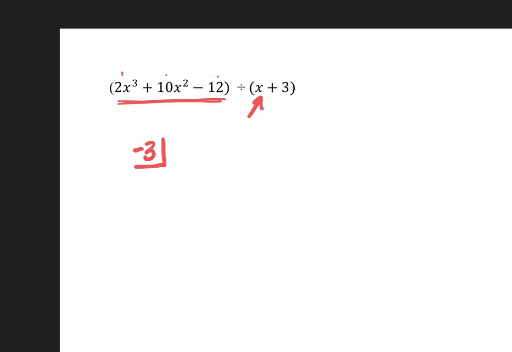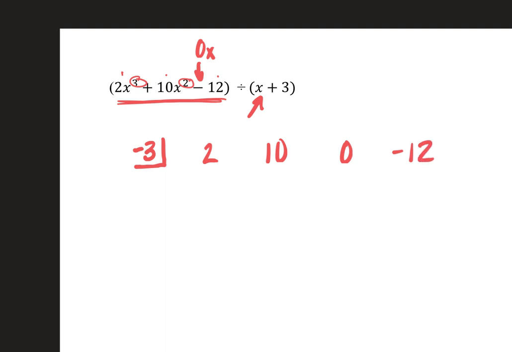The problem is, if you notice the exponents, they go 3, 2, and then down to no exponents. So we're missing a term here. We're missing the single x. x cubed, x squared, x, and then no x's. So when we list our coefficients, we need to put a 0 in for that spot. We always have to put zeros for missing terms. So let's list 2, and then 10, and 0, and then -12.